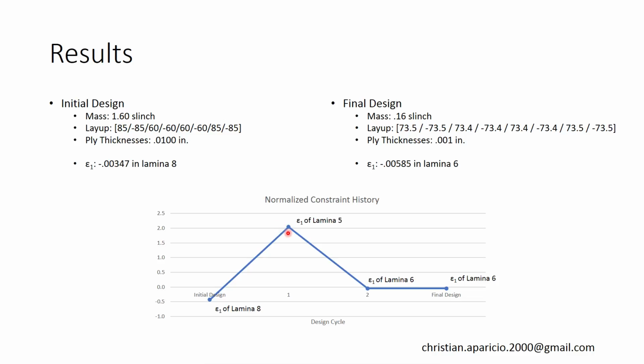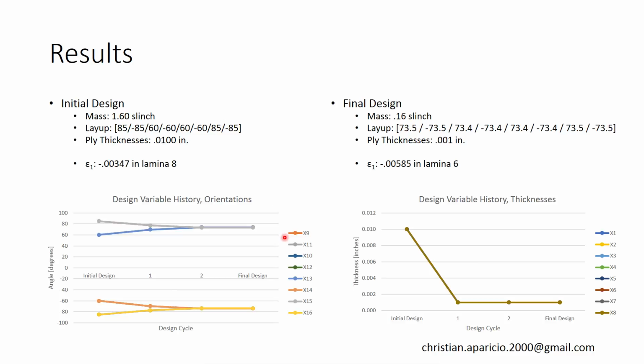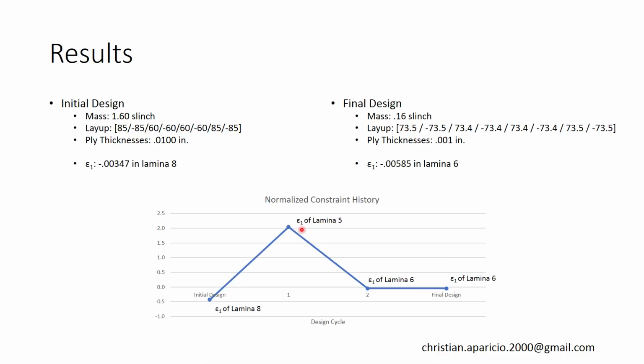Now, after design cycle 1, there is a new design, new orientation angles and ply thicknesses, as we discussed in the previous slide with the new values after design cycle 1. For this new design, there could be a different design constraint that's dominating. So here, for example, after design cycle 1, sigma 1 of lamina 5 was the constraint in most violation. So this dictated the next design cycle process to some extent, and so on and so on.